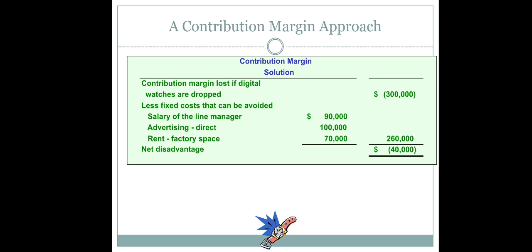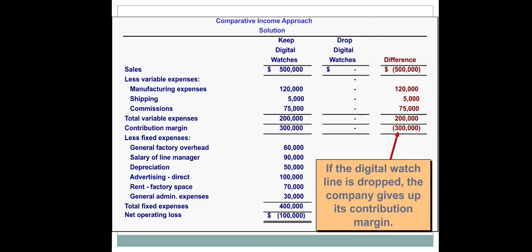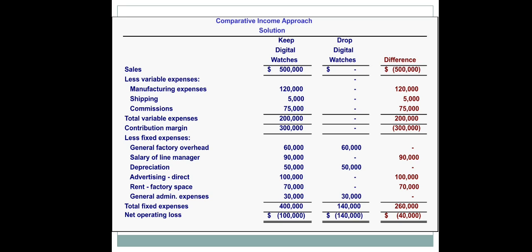This is one way to do this analysis. Another method is called the comparative income method or approach. Okay, so the comparative income approach is you compare the profit or income before the closing and after the closing of the digital watch segment. If you compare the profit before and after the closing, then you will see this.